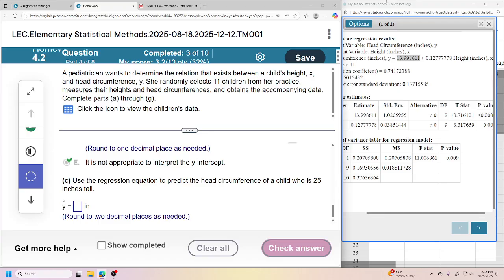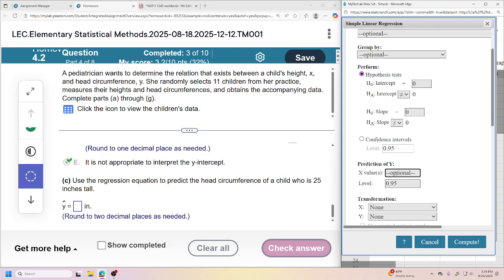Use it to predict for 25. Predict! I know what to do! Options, edit. We're going to go to predict and type in a 25.